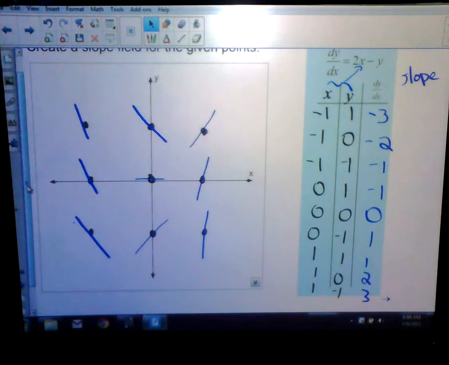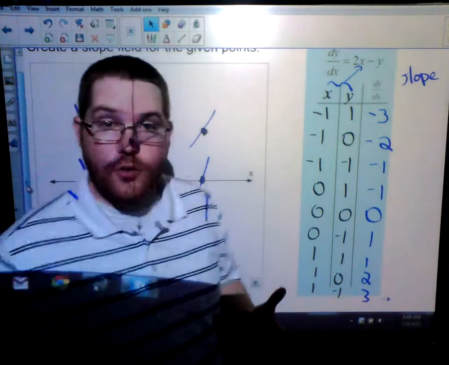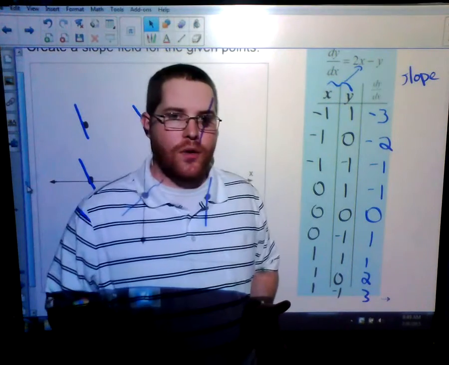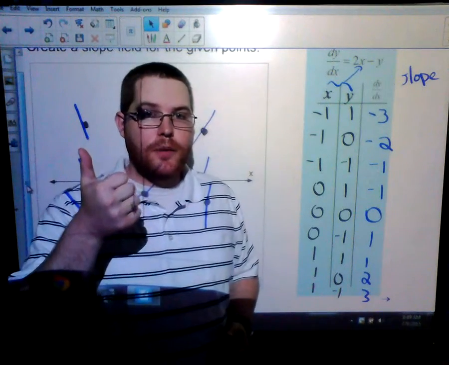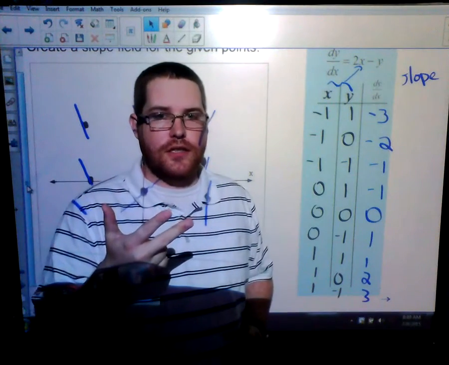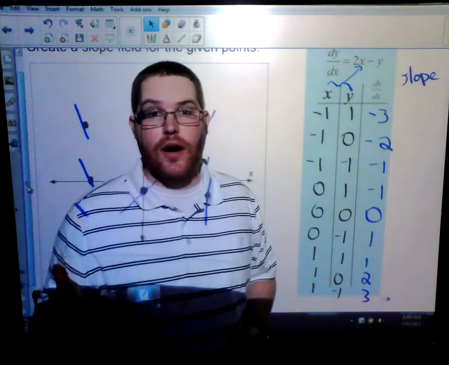Based on the derivative I had and the points they gave me, I found the 9 slopes that went along with the 9 points, and I sketched them. Do these have to be exact? No, you can't get them exact. What the AP test is looking for is: are they positive when they're supposed to be positive? Are they negative when they're supposed to be negative? Are they 0 when they're supposed to be 0? Okay, that's the general idea here.